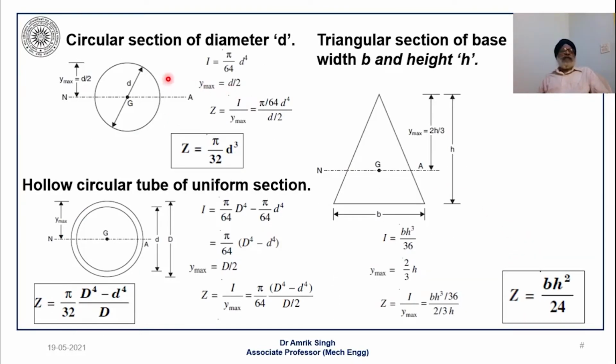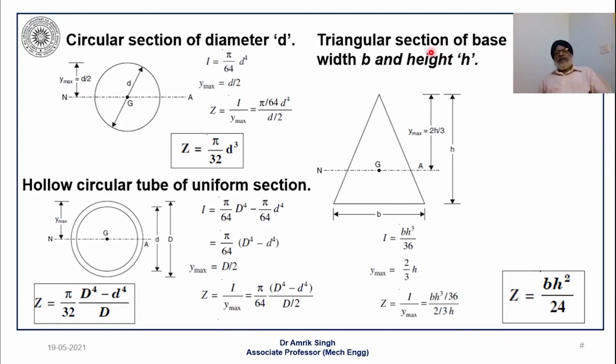Now if we have a circular cross section, then I is equal to pi D to the power 4 upon 64, where D is the diameter of this circular cross section. So Y max is D by 2. So Z is equal to pi upon 32 D cube. Similarly for the ring section or for a hollow section, we can calculate the I of the outer circle section, and we can subtract the inner circle. So Y max will give us D by 2. So Z is equal to this.